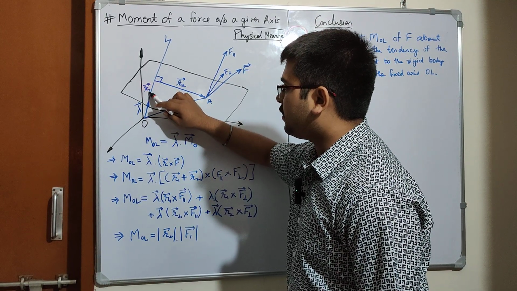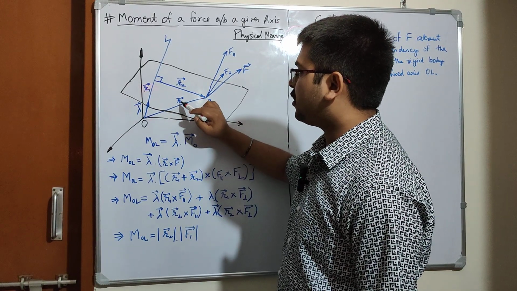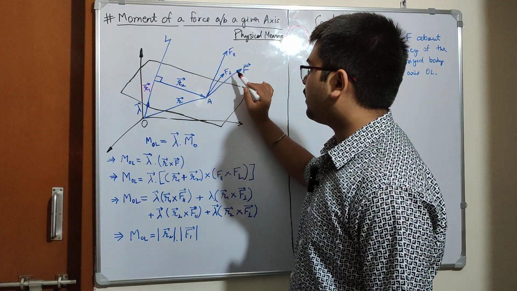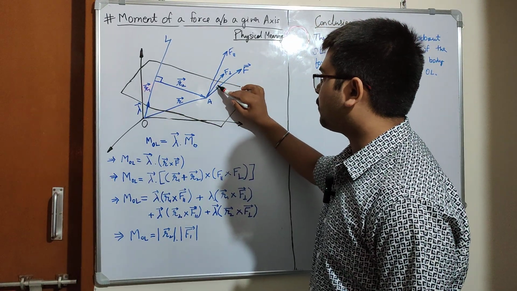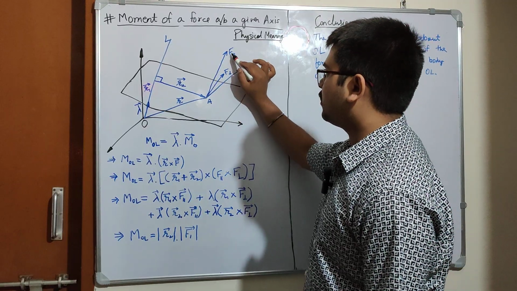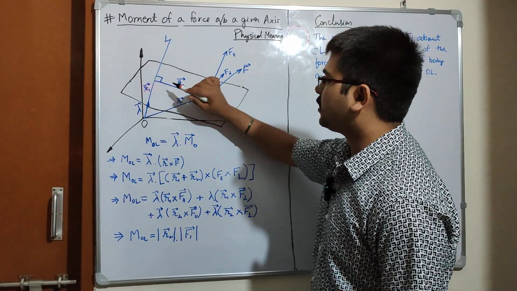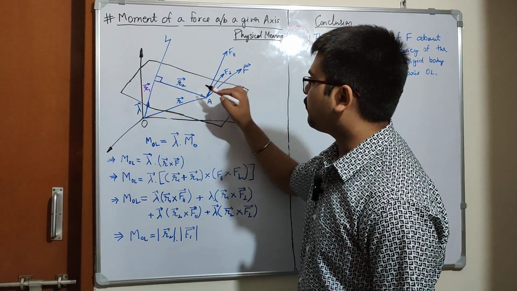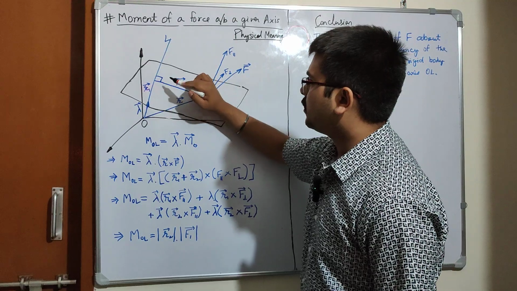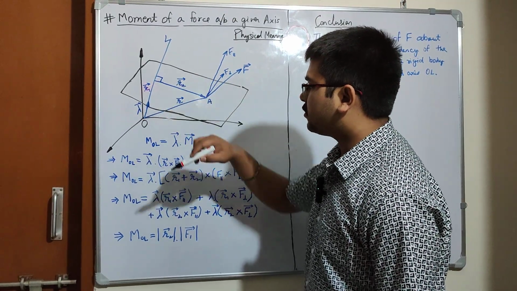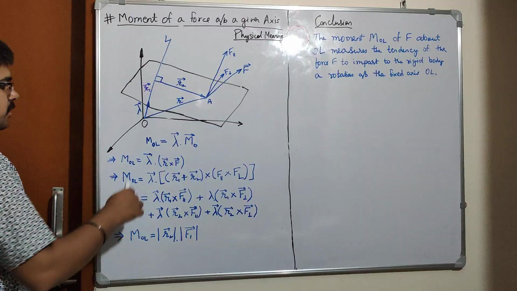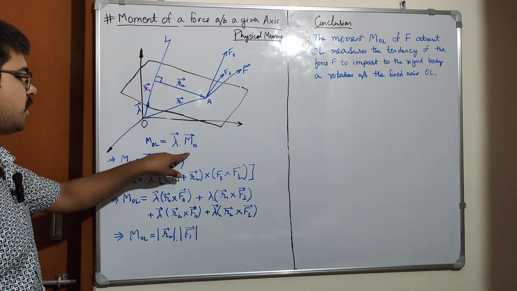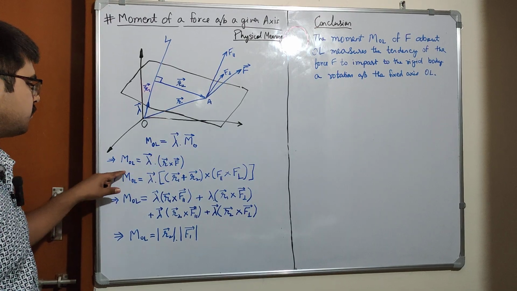R1 vector we have resolved R vector into R1 vector and R2 vector, and we have resolved F vector into F perpendicular and F parallel. F perpendicular is perpendicular to this line, and F parallel is parallel to this line. So moment about OL equals lambda vector dot moment about O vector.